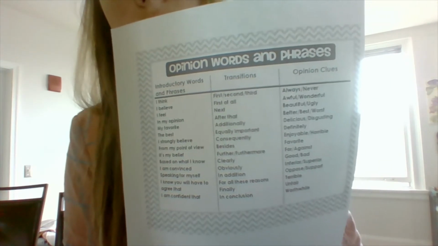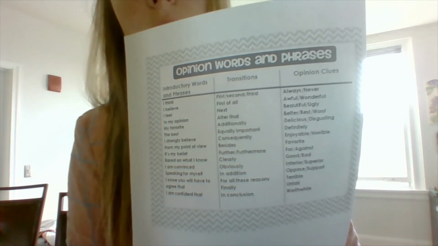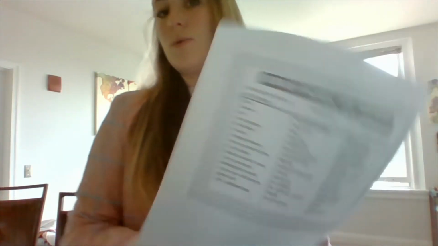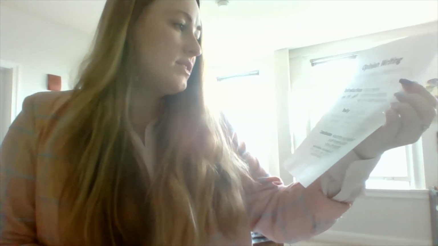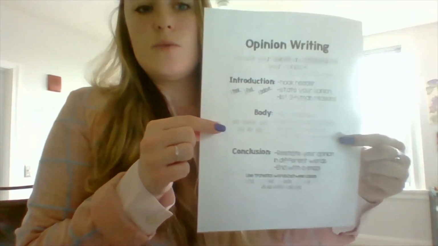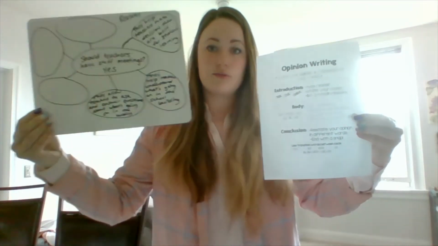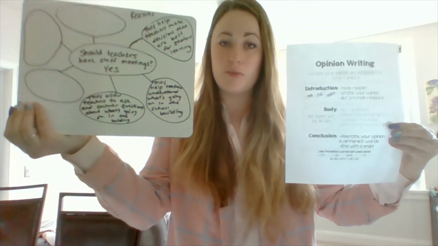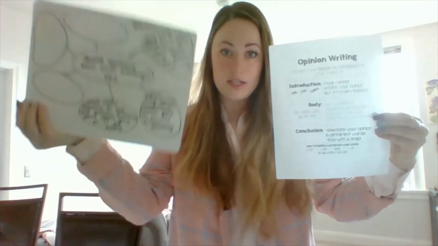Okay, so in the far side, we have introductory words. In the middle, we have transitions. And on the end, we have opinion clues. Okay, so any of these words you can use to start. The body of your writing is going to have list your reasons in separate paragraphs and support your reasons with facts and details. This is where you're going to be using every single reason that you came up with on your web, on your pre-write.